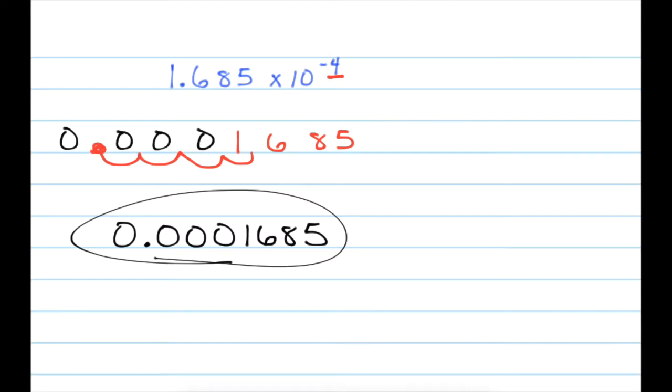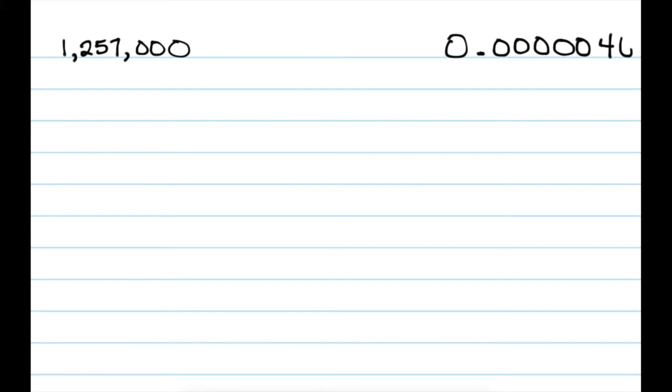I'm going to give you a few of these to try on your own. I'm going to give you 2 in standard notation to convert to scientific notation, and then 2 in scientific notation to convert to standard. So let's do 1,257,000, and let's do 0.000046. I want you to convert those to scientific notation, and I'll give you 2 in scientific notation that I want you to convert to standard.